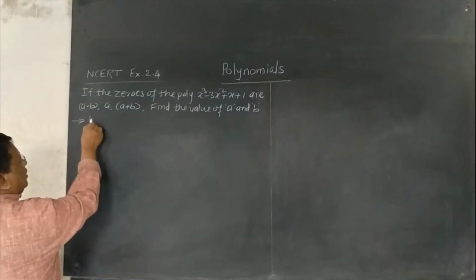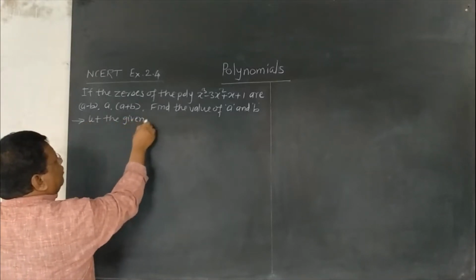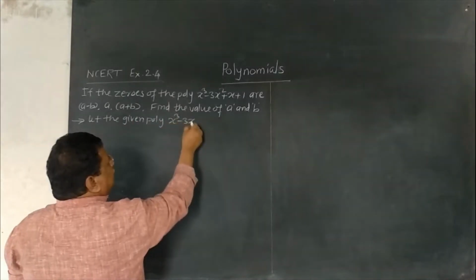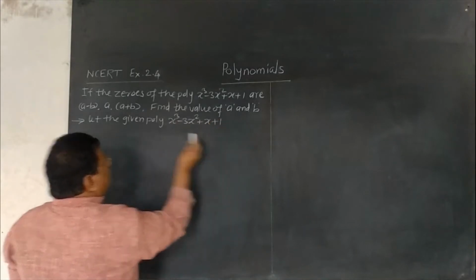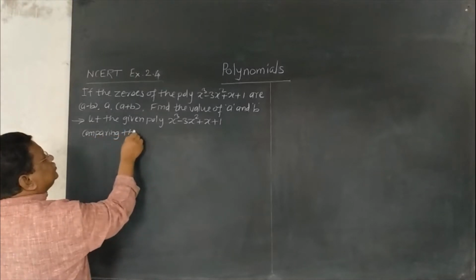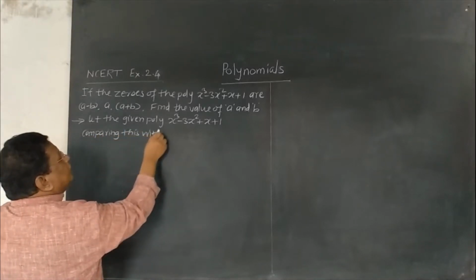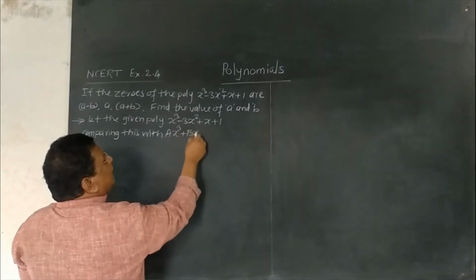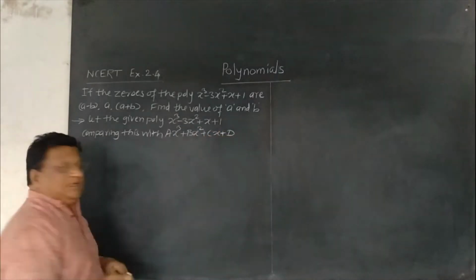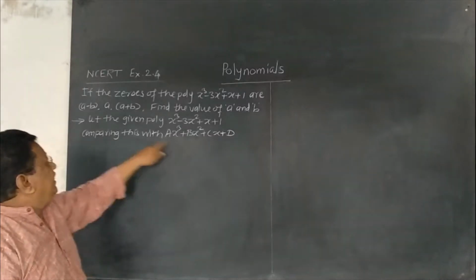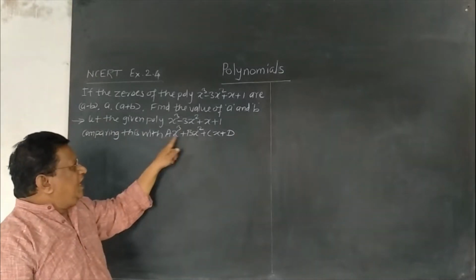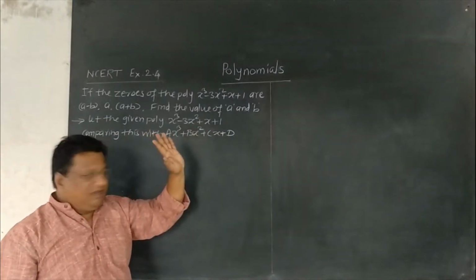Let the given polynomial be x cube minus 3x square plus x plus 1. Comparing this with ax cube plus bx square plus cx plus d. Generally we take small letters, but a and b are already used here, therefore we use capital A, capital B, capital C and capital D.